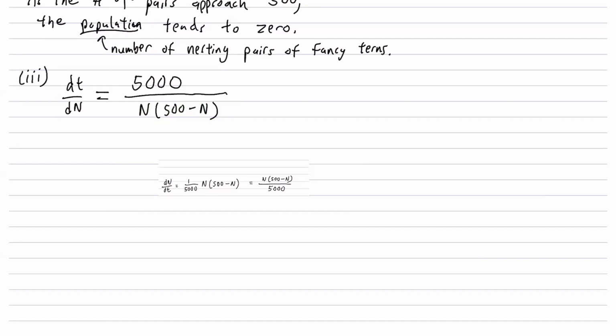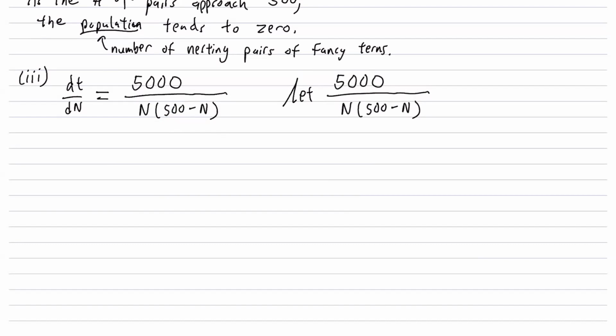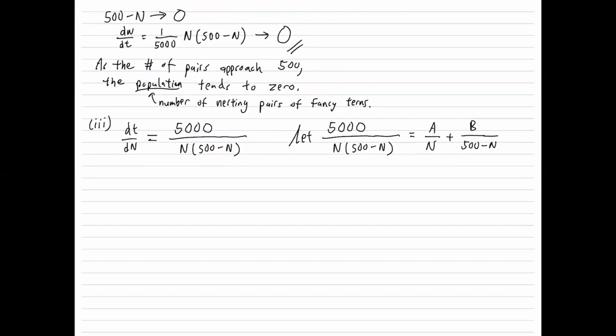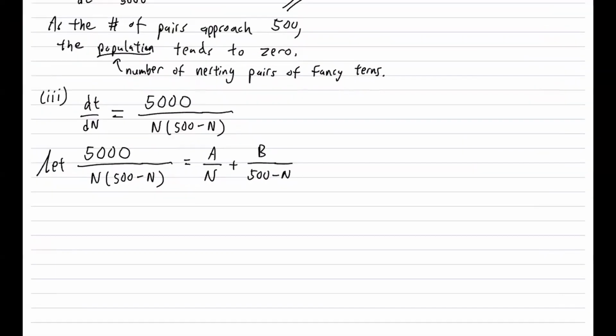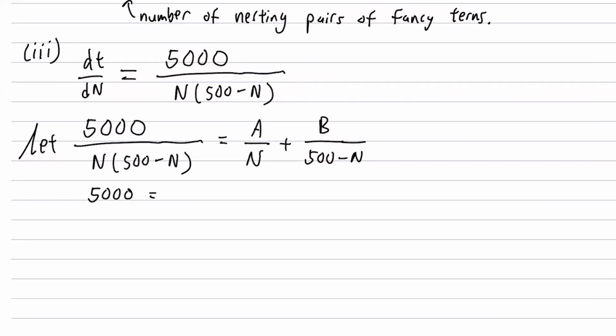You look at the question, got two smaller fractions. Can split up. Partial fractions, right? That's the name. Exactly. So that's what we're going to do. So now we're going to let this fella here equal to a over n plus b over 500 minus n. Maybe I should just write the working below. Then just solve. So 5,000 is equal to a times 500 minus n plus b times 500.